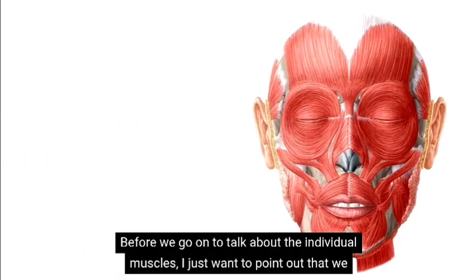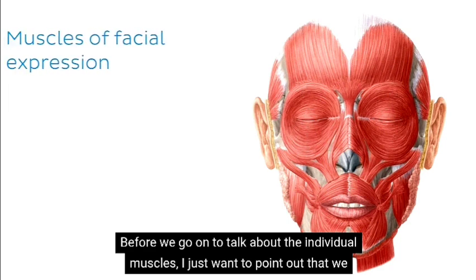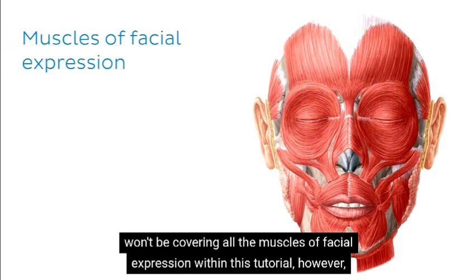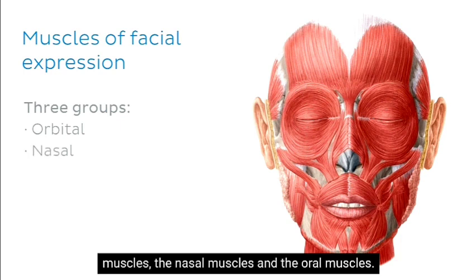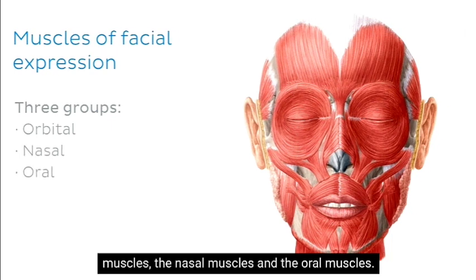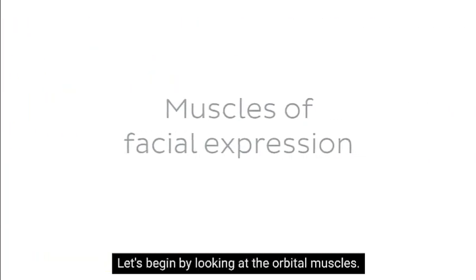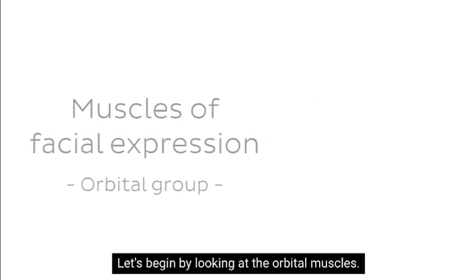Before we go on to talk about the individual muscles, I just want to point out that we won't be covering all the muscles of facial expression within this tutorial. However, the muscles that we will be looking at can be divided into 3 groups: the orbital muscles, the nasal muscles, and the oral muscles. Let's begin by looking at the orbital muscles.